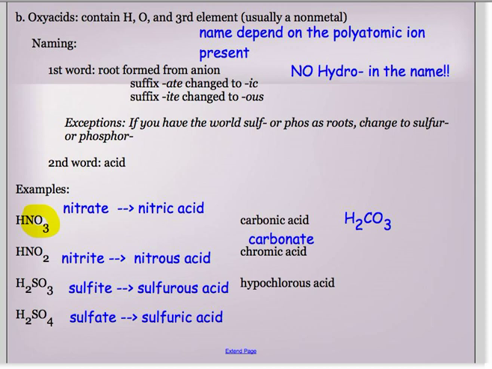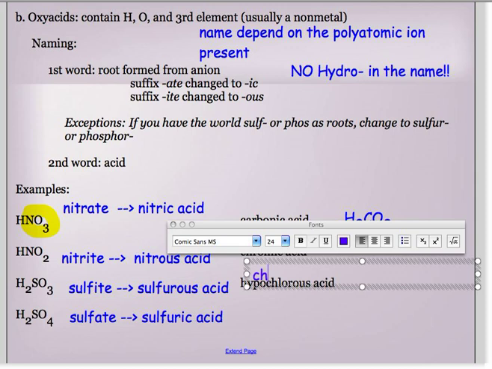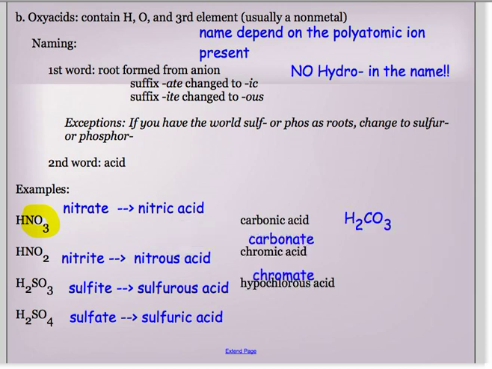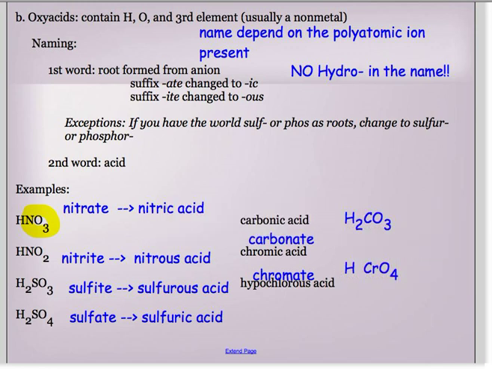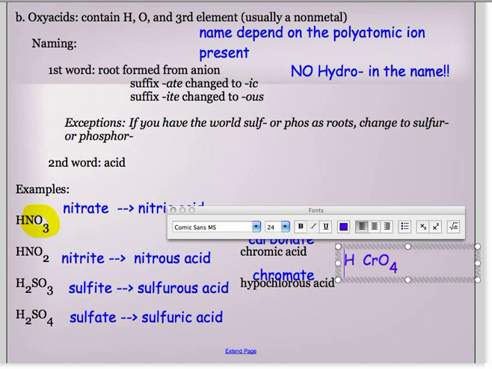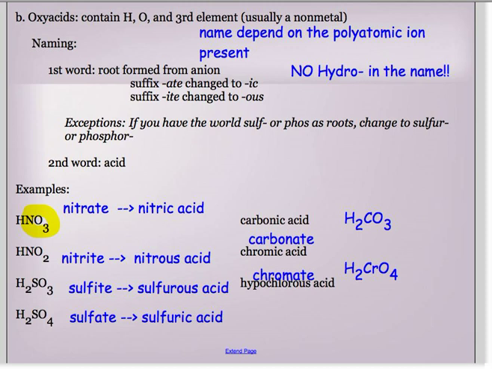Same thing, chromic. There's no hydro on it. It's definitely an oxyacid. Chromic came from chromate. So again, starts with an H because it's an acid. Chromate is CrO4. Check your charges. Hydrogen's +1. Chromate is -2. So when we're all said and done, it's H2CrO4. And very last one here for the acids, hypochlorous.